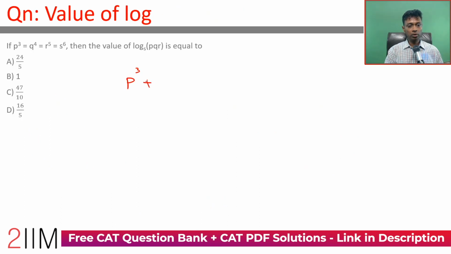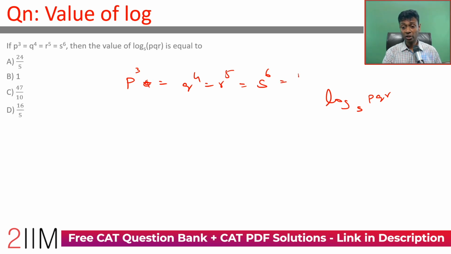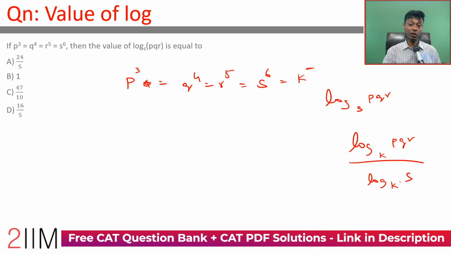P cube equal to q power 4 equal to r power 5 equal to s power 6. The value of log of PQR to the base s. These kind of questions I would usually like to plonk this as equal to k power something, so that everything we can get in terms of k, and then this we can rewrite it as log PQR by log s, both to the base k. That is the approach. You get that, you're through.